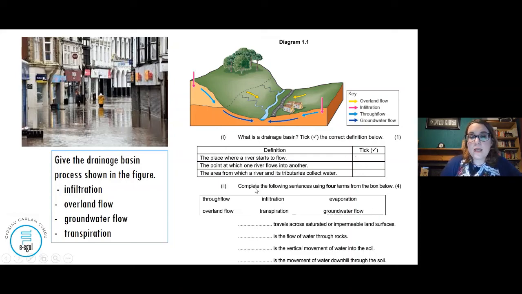Okay, if we look at what each of these four terms were, we have overland flow, which travels across saturated or impermeable land surfaces. We have throughflow, which is the flow of water through rocks. We have infiltration, which is the vertical movement of water into the soil. And then we have groundwater flow, which is the movement of water downhill through the soil.